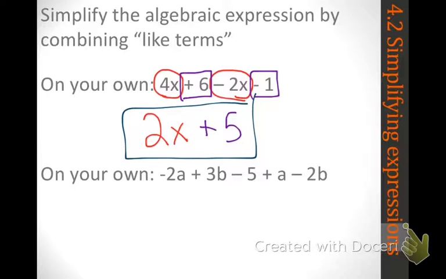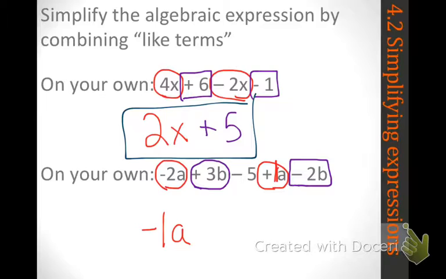The second example, I'll start with my a's. I have negative 2a's here, plus, I'm going to write this in, plus 1a. Negative 2a's plus 1a would result in negative 1a, or negative a. I have positive 3b's here, minus 2b's here. 3b minus 2b would result in positive 1b, or just plus b.